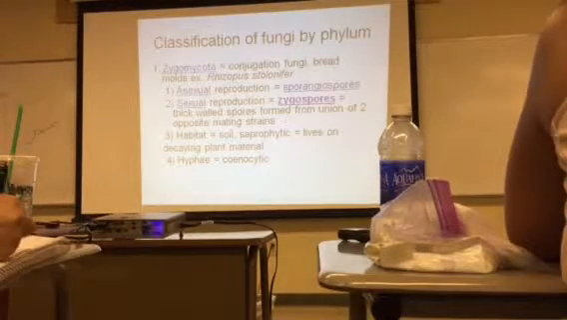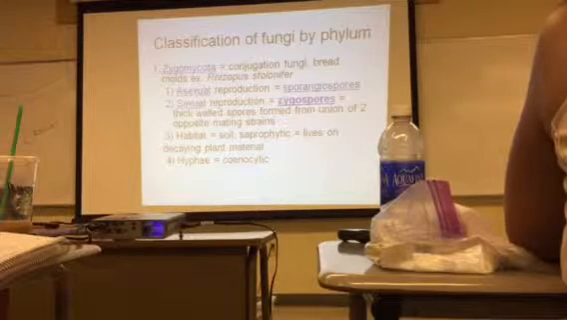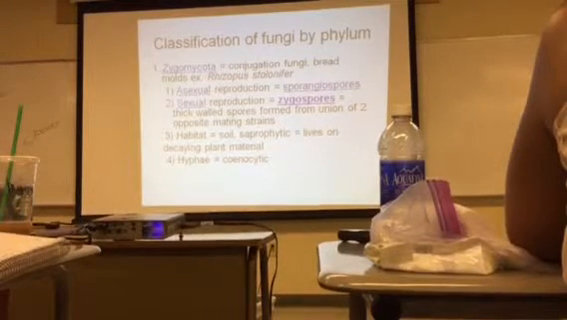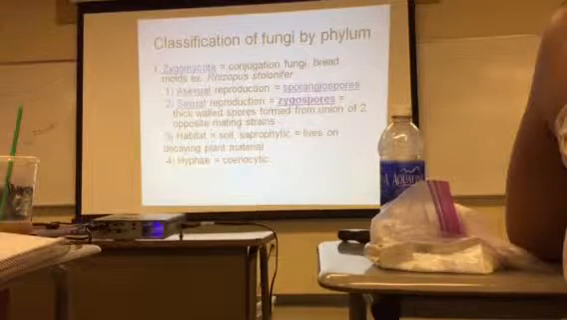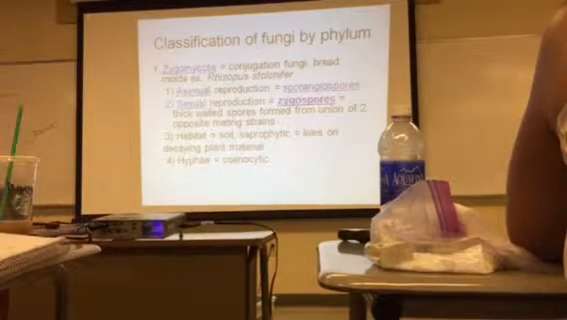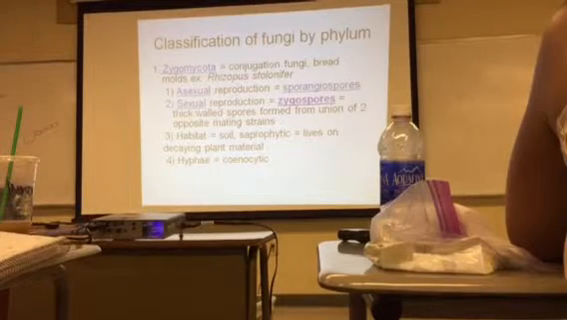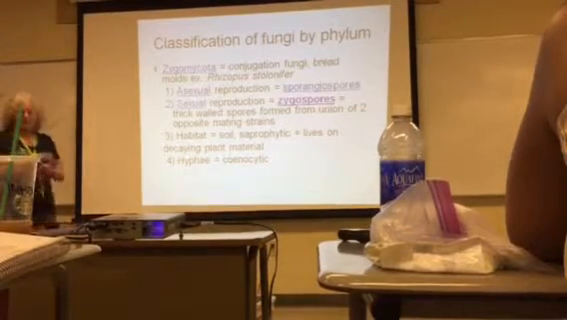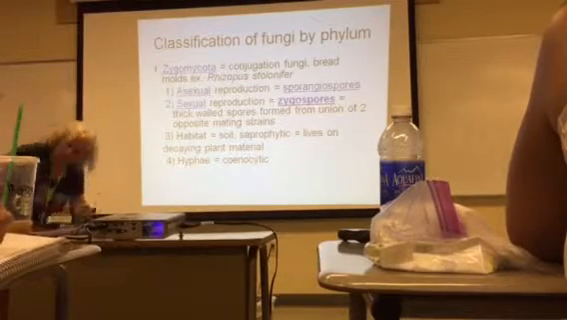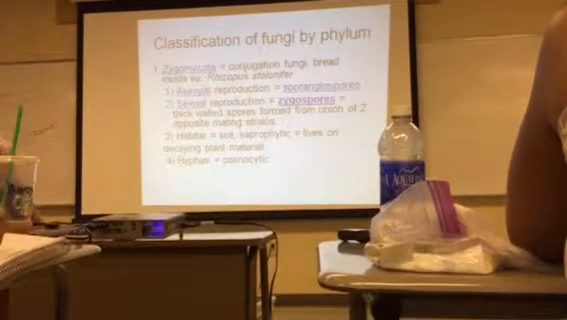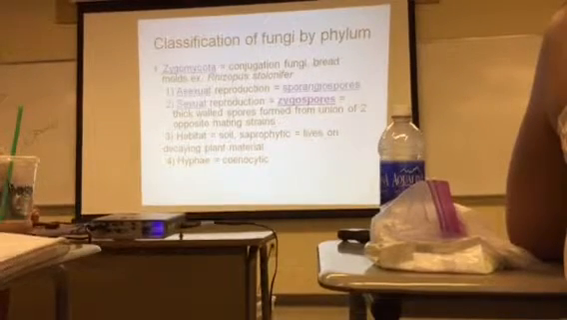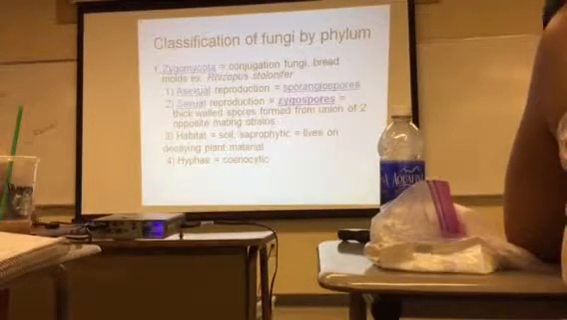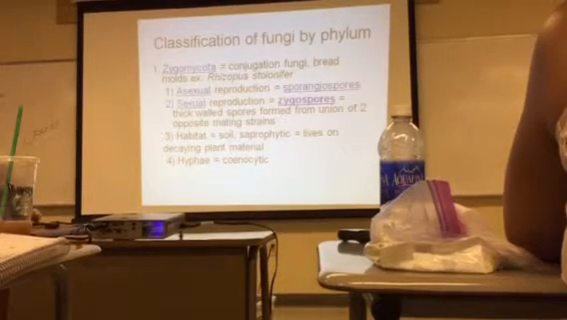They're going to end up with a thick, dark spore in between them. They come together, both put genetic information into their product, and they make basically a baby. That baby is called a zygospore. These fungi live in the soil, and they're saprophytic. That means that they live on decaying plant material.